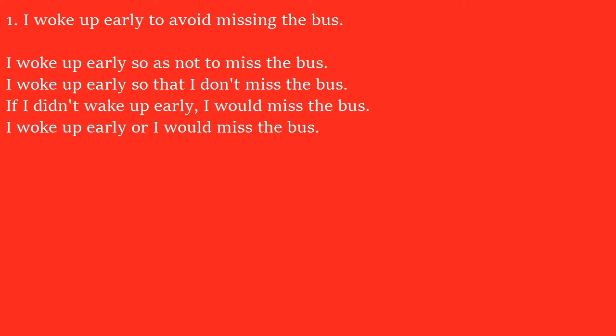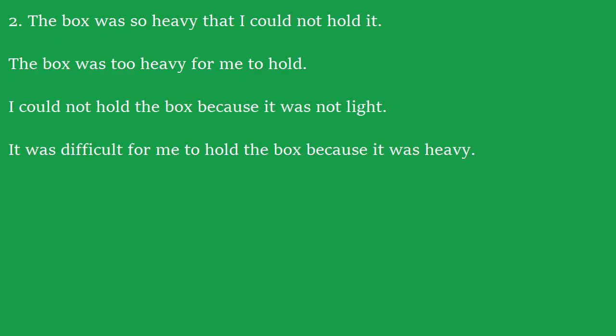Sentence number 2. The box was so heavy that I could not hold it. The box was too heavy for me to hold. So if you have to use "too" in the sentence, you can write it like, the box was too heavy for me to hold. I could not hold the box because it was not light. So this is another way of saying the same thing. You can also say, I could not hold the box because it was heavy.